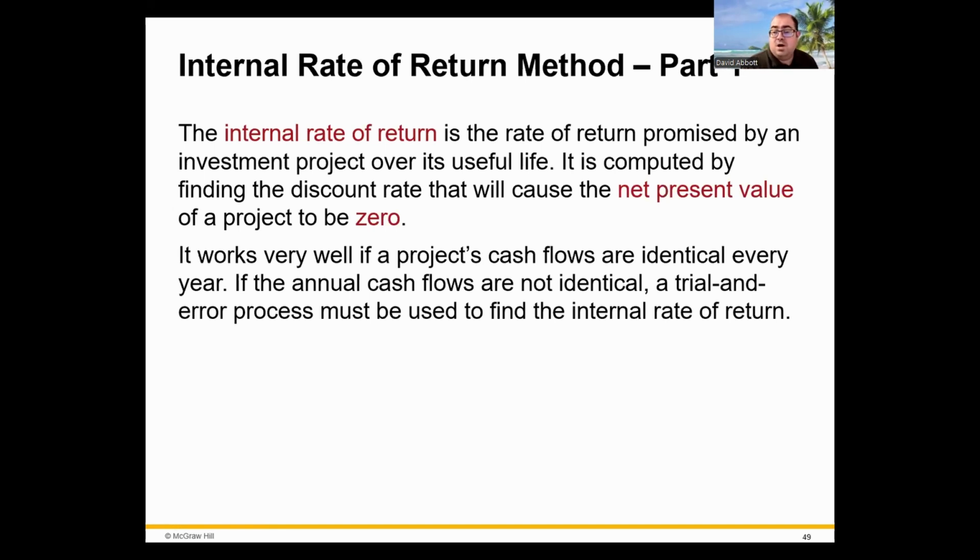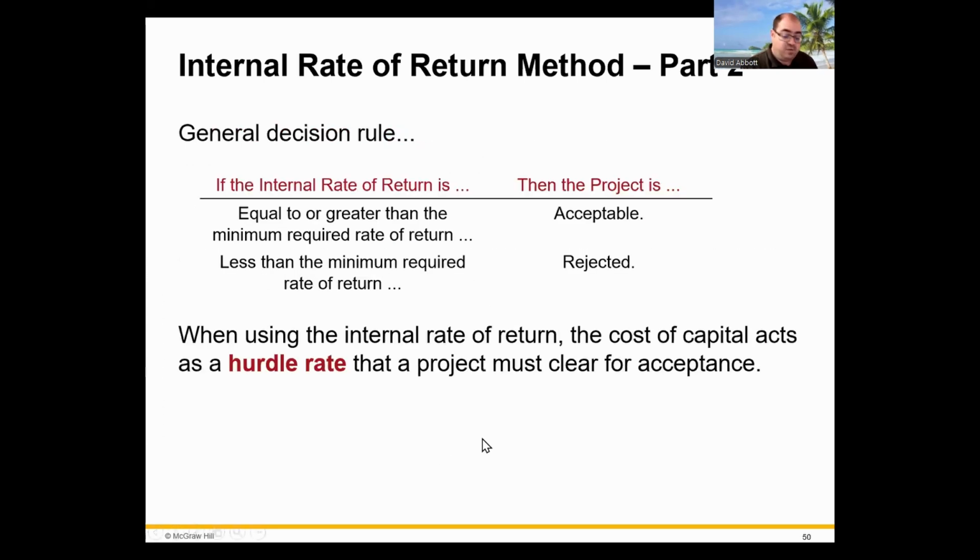And it works very well if a project's cash flows are identical every year. If the annual cash flows are not identical, a trial and error process must be used to find the internal rate of return. Okay, as we said, again, it works well if the cash flow will be identical for each year, and of course, it will be different otherwise. You'll have to use a trial and error process if they're different for each year.